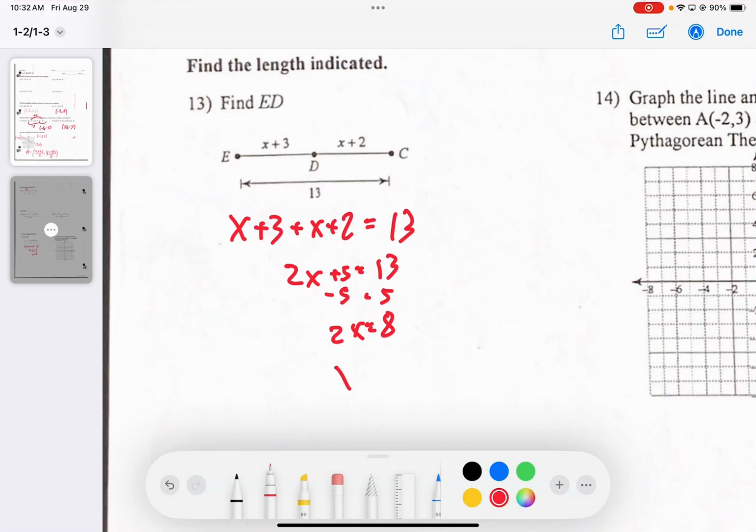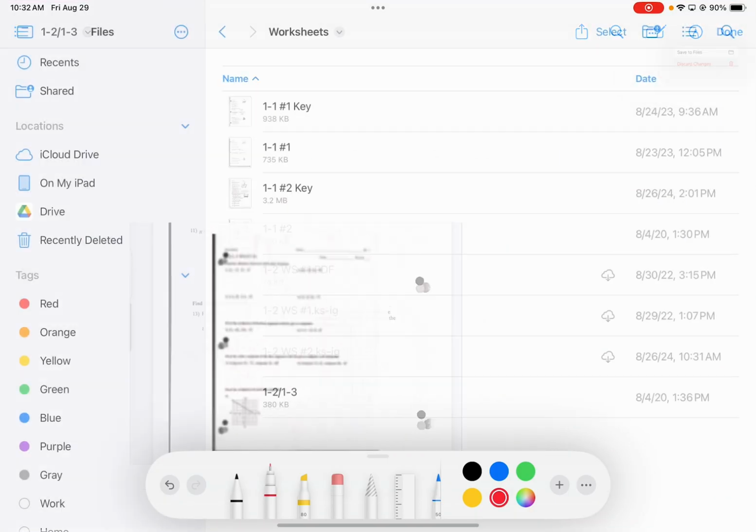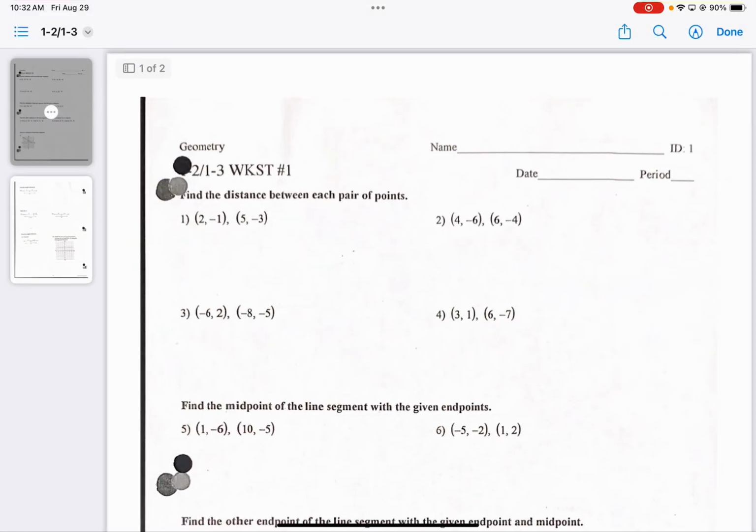Divide both sides by 2, you get x equals 4, right? Okay. All right. Questions there? We good? Okay. All right. Cool. Well, that's the homework. Let us go ahead and finish 1.2, 1.3.